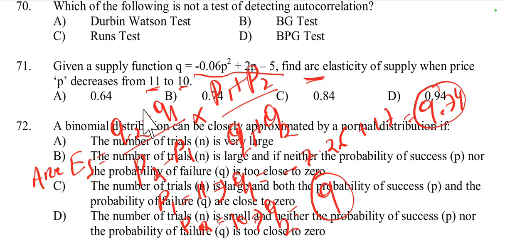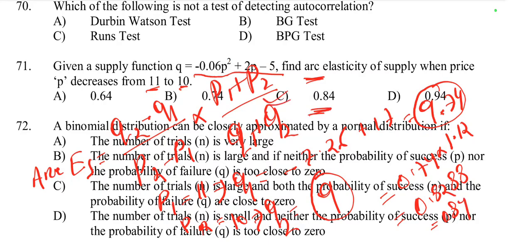Q2 value 9 minus 9.74 by P2 10 minus 11, into P2 plus P1, 11 plus 10 by 9 plus 9.74. So this is equal to, first part answer 0.74, into second part answer 1.12. So 0.74 into 1.12 is equal to 0.8288 approximately. We can say the nearest answer is 0.84. So we can write it as 0.84.